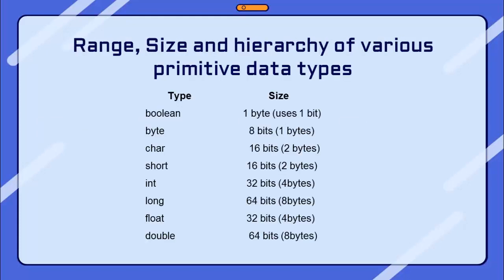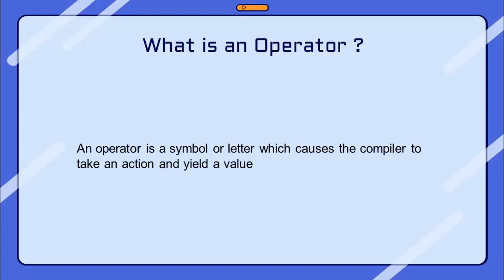Here is the range and size hierarchy of the primitive data types. Boolean and byte are actually 1. Short and char are 2. Int and float are 4, whereas long and double are 8 bytes. Keep that in mind. Operator and expression chapter.